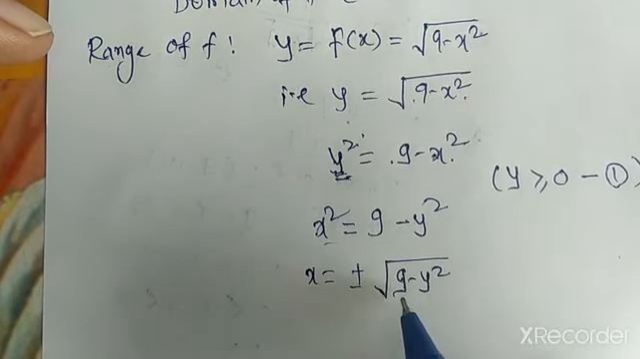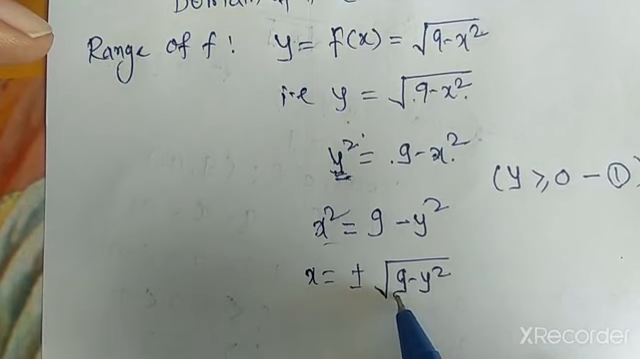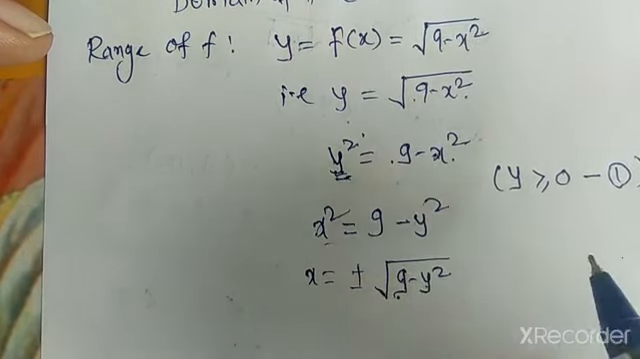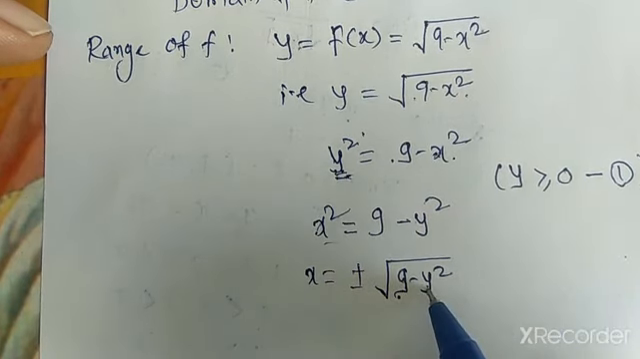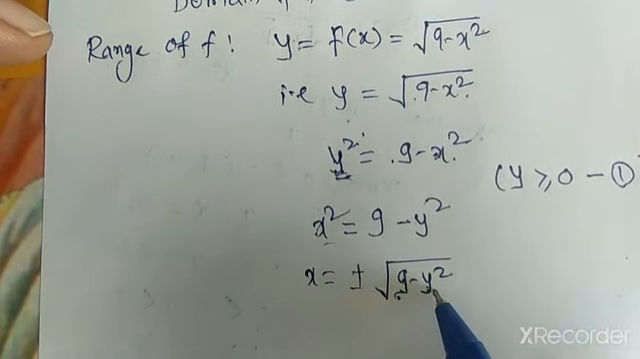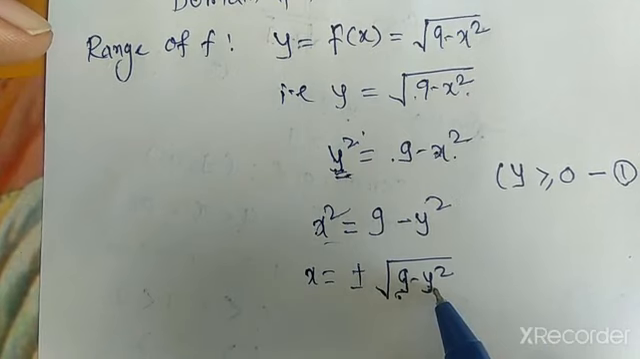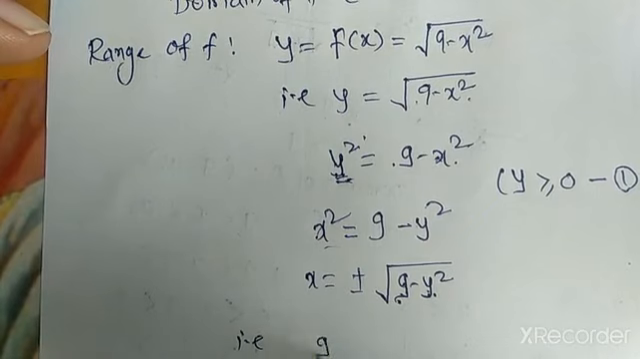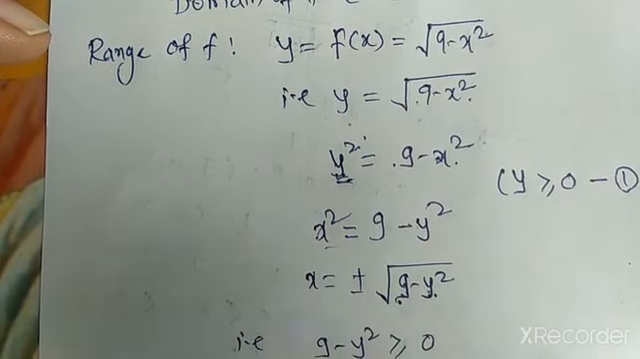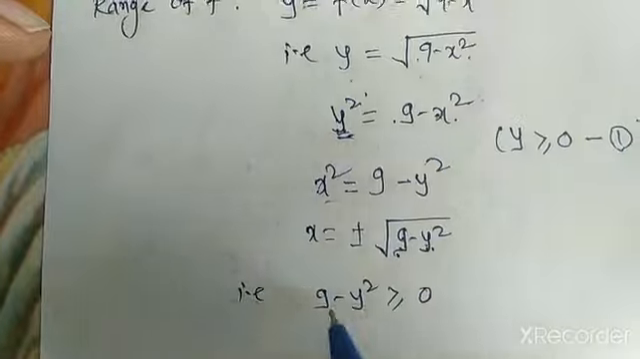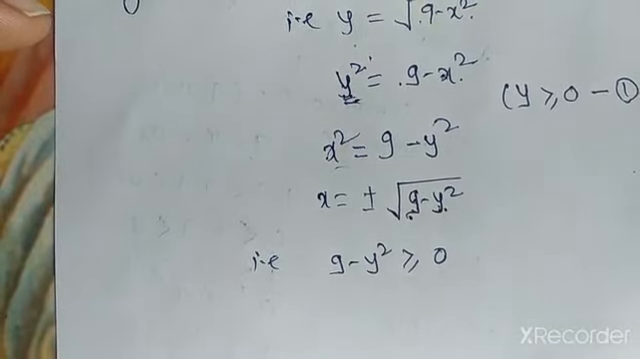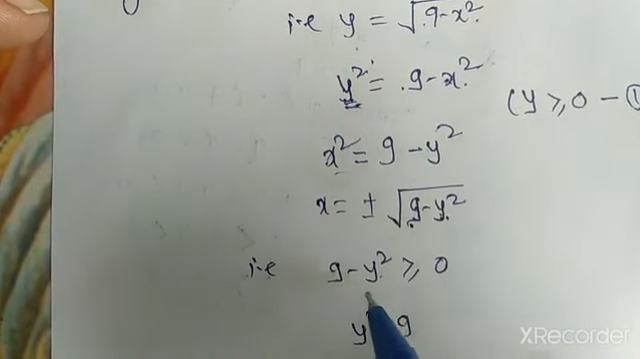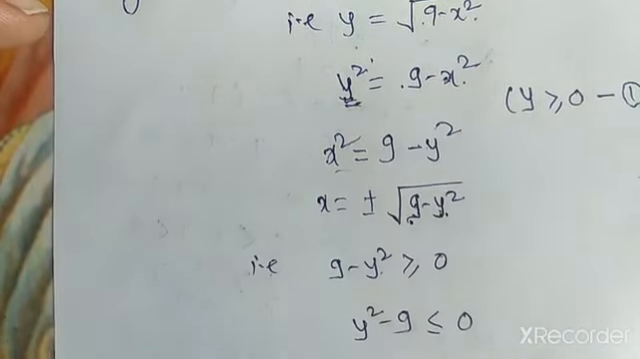Now here, if 9 minus y square is negative, the square root is negative, then it will be complex. Therefore, for the value of y, we have to find where 9 minus y square should be positive. That is, 9 minus y square should be greater than or equal to 0, which means y square minus 9 should be less than or equal to 0.